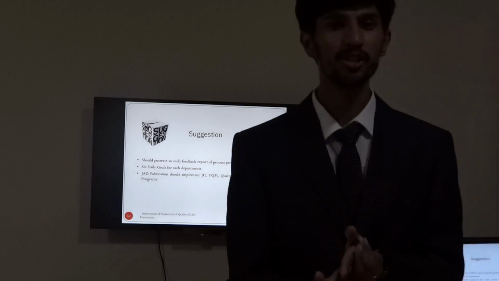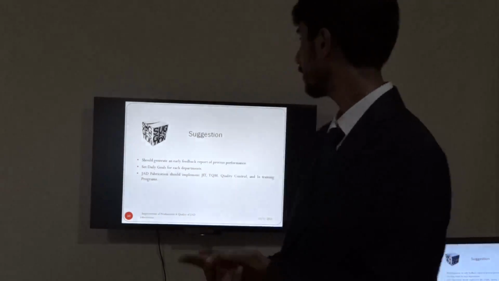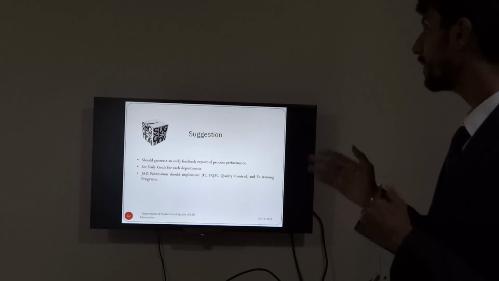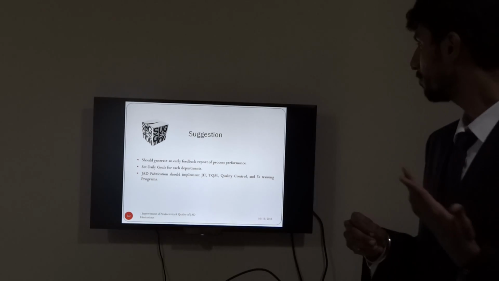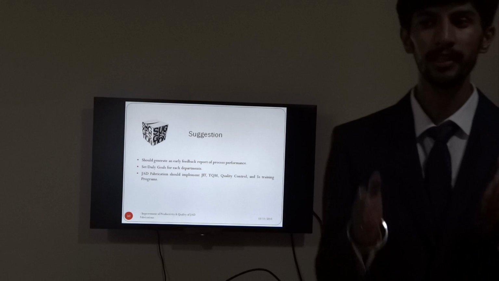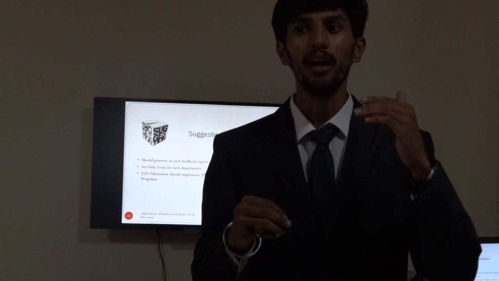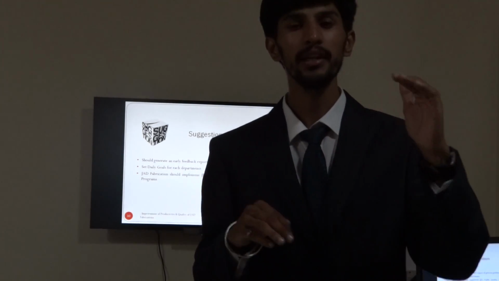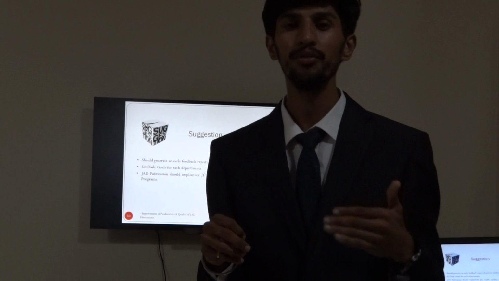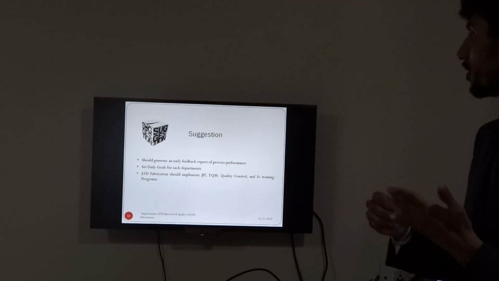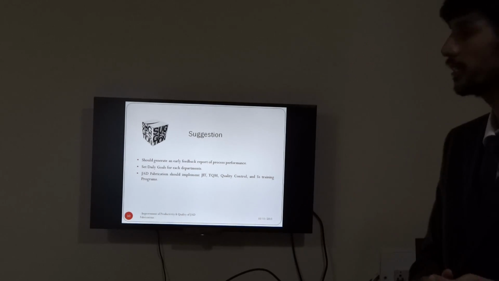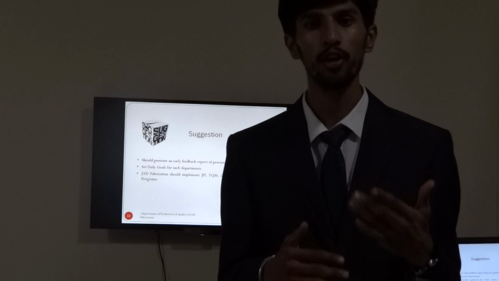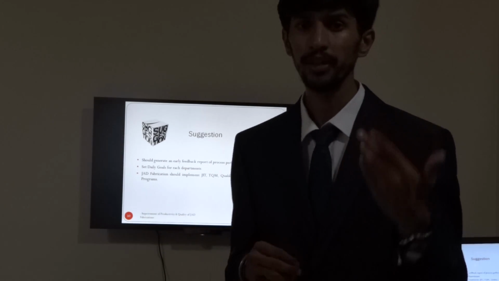Now these are the main suggestions that I would like to give to JD Fabrication: they should generate an early feedback report of process performance. They should keep a report on a daily basis, so that the productivity is improved. They should set daily goals for each department. Each department should give their respective work, so that because of the proper planning, the productivity and quality of the products of the company would increase eventually. JD Fabrication should implement all these tools, like for example JIT, TQM, quality control, and 5S training programs, so that the productivity and quality of the company will increase eventually.